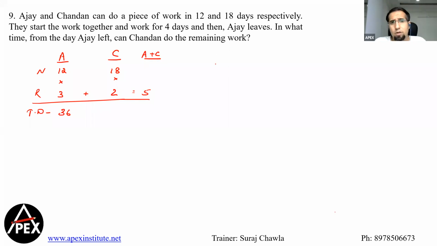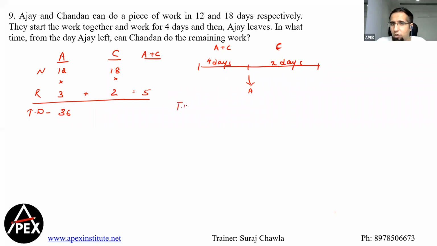Now what is the question talking about? The question says they started the work together. That means it was A plus C together for how many days? For 4 days. And then A leaves. And after this, C continues to work alone. I do not know how many days. Clear? So let's talk about total work now.